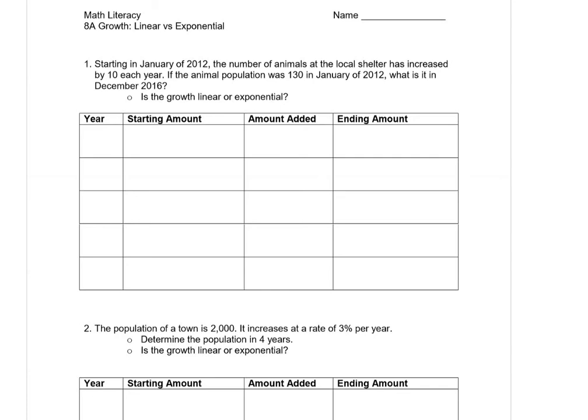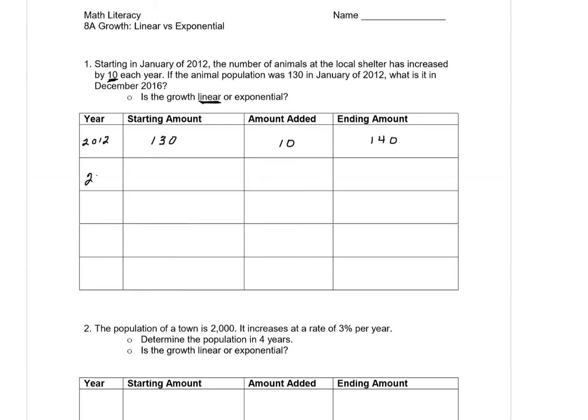Well, the first thing I want to do is notice that this is increasing by the same number each year, the same absolute amount each year. So that means I have a linear growth. Now I'm starting off the year 2012 with 130 animals. And then I'm going to add 10 more animals that year. So at the end of that year, I have 140.